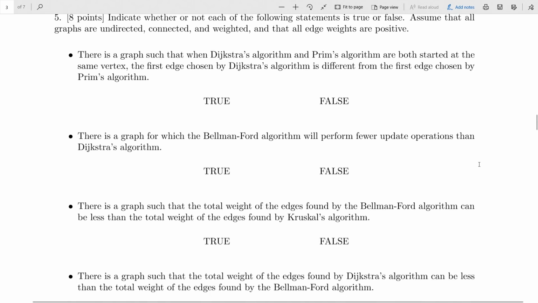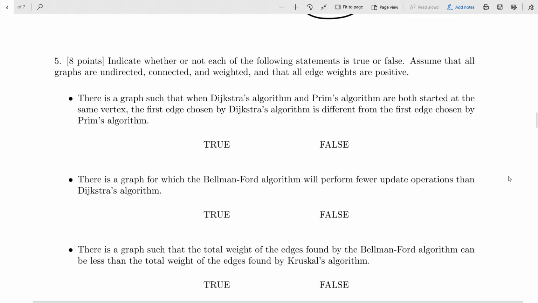Okay, here's some more true-false questions. There is a graph such that when Dijkstra's algorithm and Prim's algorithm both start at the same vertex, the first edge chosen by Dijkstra's algorithm is different from the first edge chosen by Prim's algorithm. Okay, first of all, what problem does Dijkstra's algorithm solve? Shortest path. And what about Prim's algorithm? That's minimum spanning tree. So they're different algorithms. So what's the answer here?